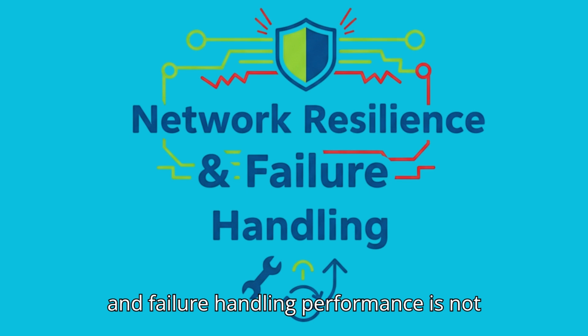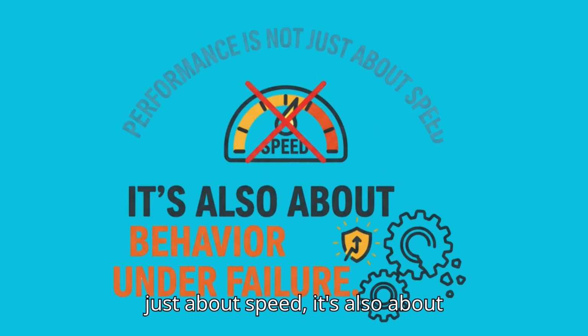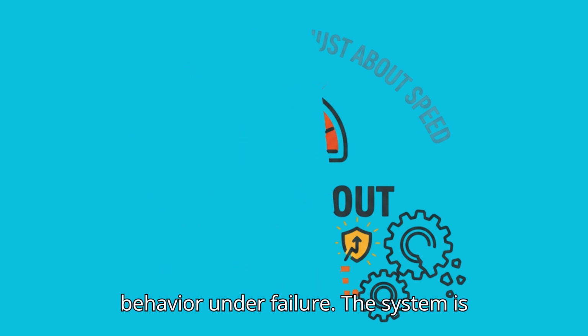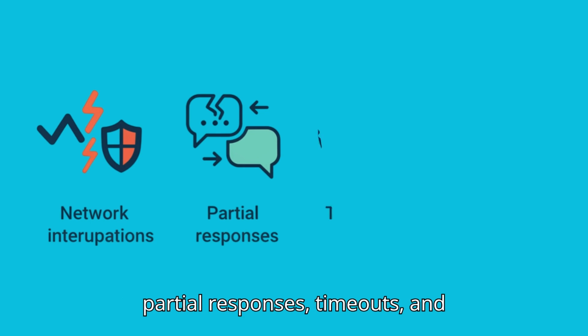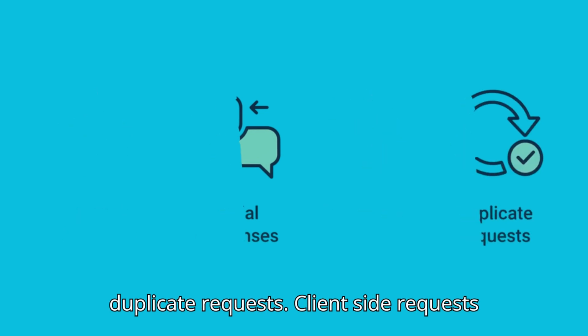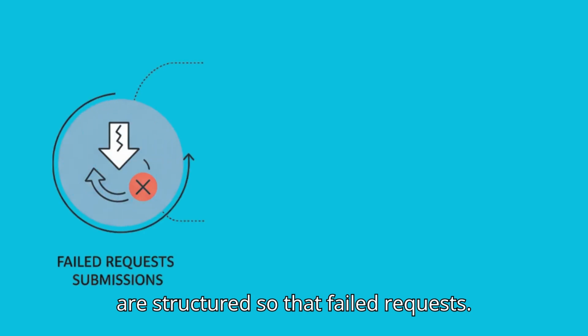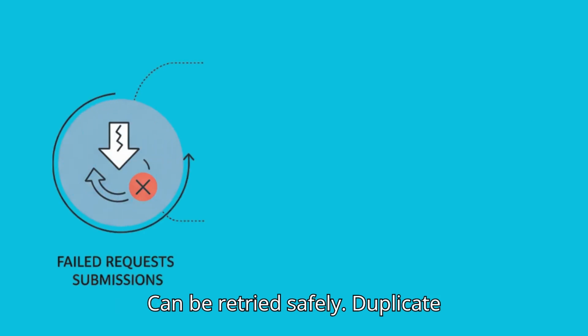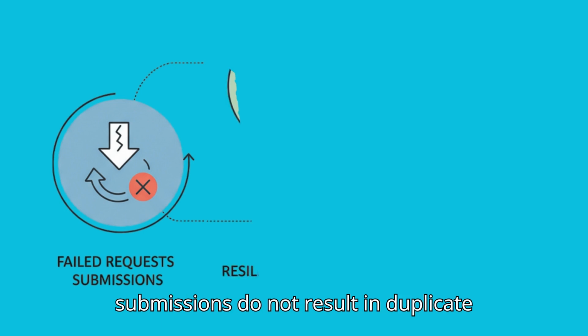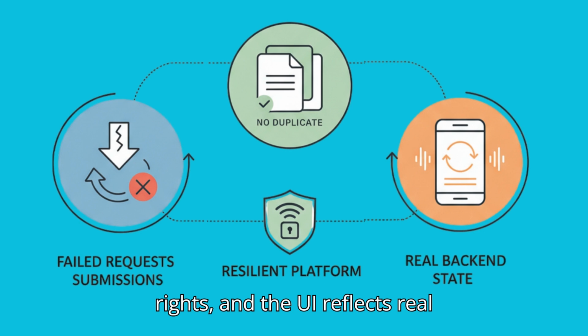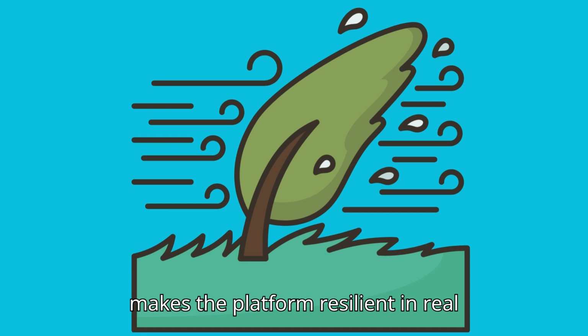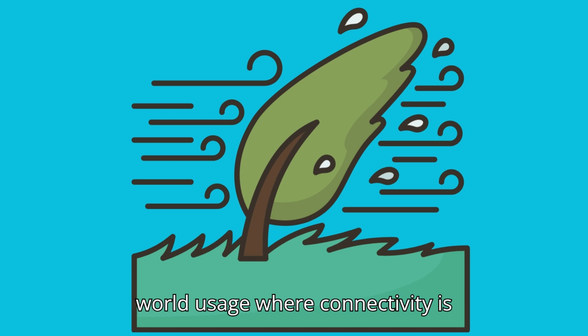Network resilience and failure handling. Performance is not just about speed, it's also about behavior under failure. The system is designed to handle network interruptions, partial responses, timeouts, and duplicate requests. Client-side requests are structured so that failed requests can be retried safely, duplicate submissions do not result in duplicate writes, and the UI reflects real backend state, not assumptions. This makes the platform resilient in real-world usage where connectivity is unreliable.